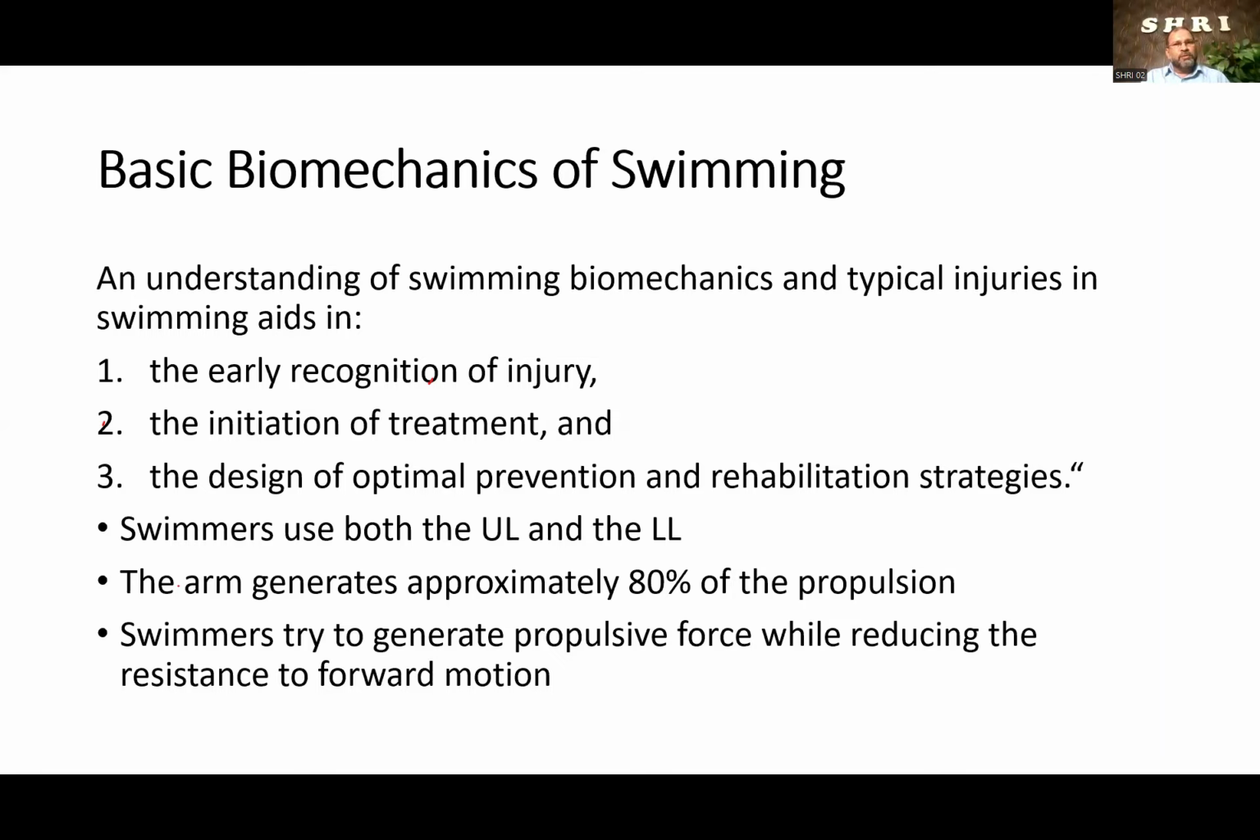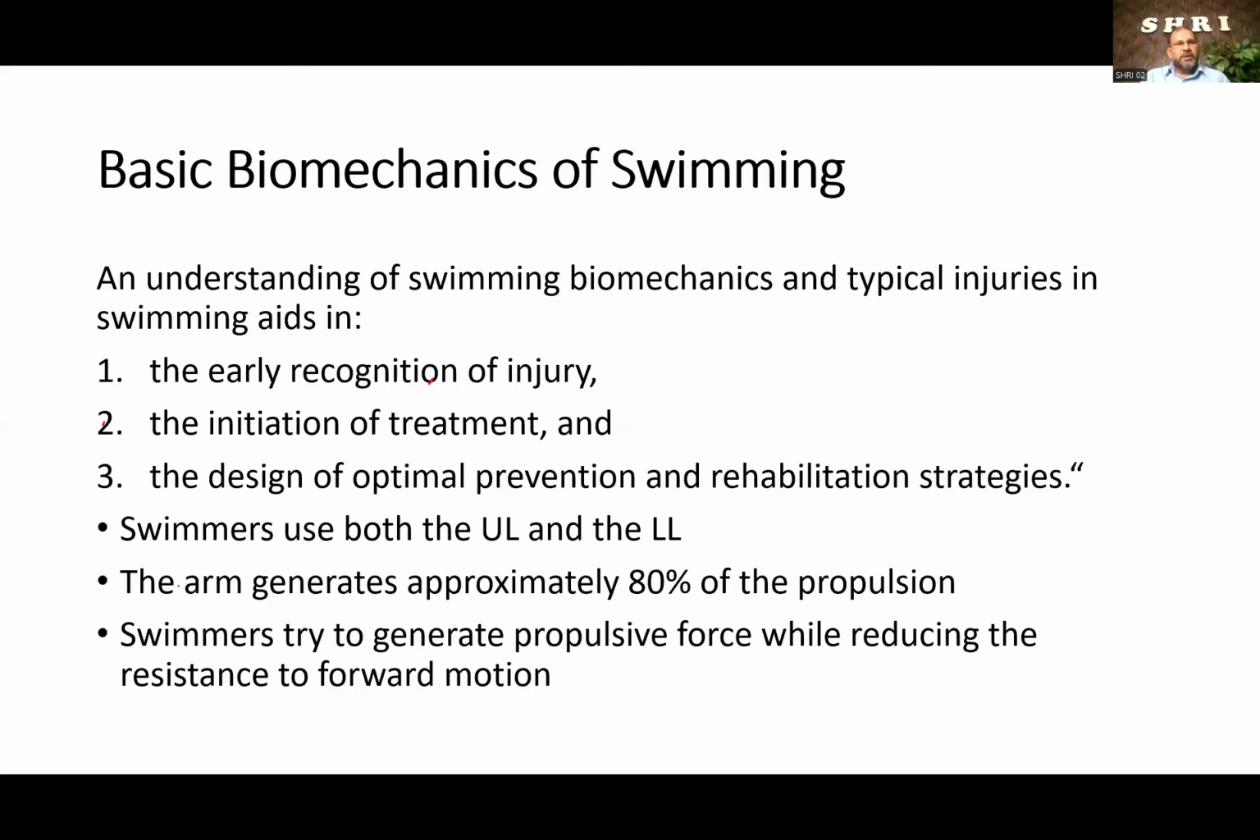An understanding of swimming biomechanics and typical swimming injuries aids in the early recognition of injury. As in all medical diseases, early recognition is very important. If we know the basic biomechanics, then when the patient gives the history, the mechanism of injury is very important in the field of sports and exercise medicine. If we listen to the athlete very carefully, we can diagnose more than about 70-80% of the cases from the history alone.